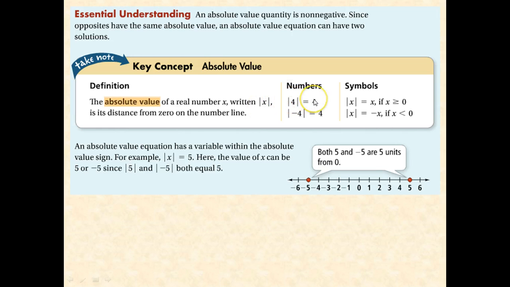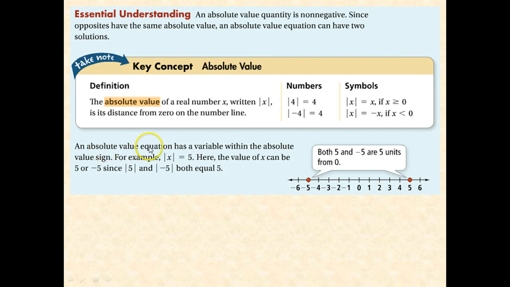Absolute value of 4 is 4. The absolute value of negative 4 is 4, because they're both 4 units away from 0. See, both 5 and negative 5 are 5 units away from 0. So they both have an absolute value of 5.